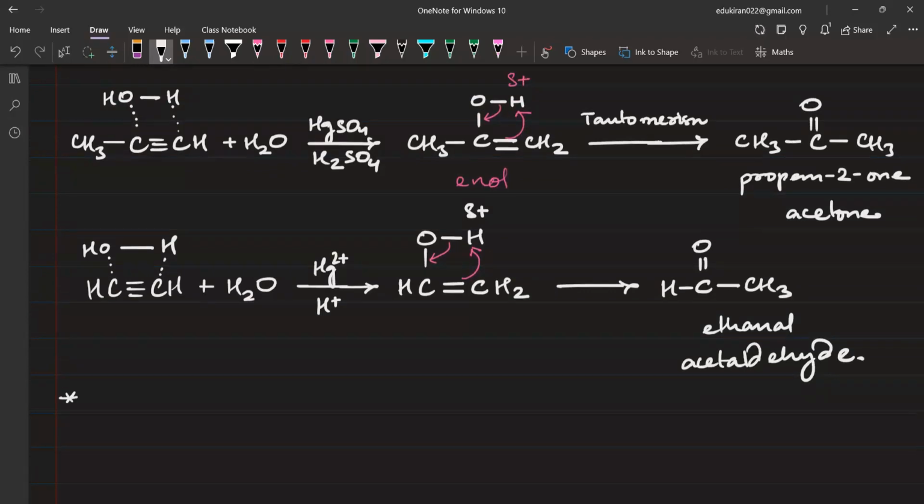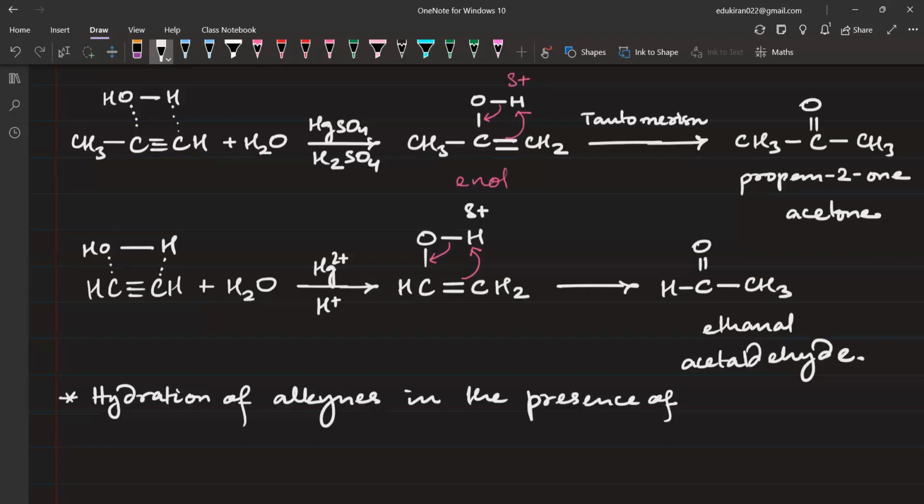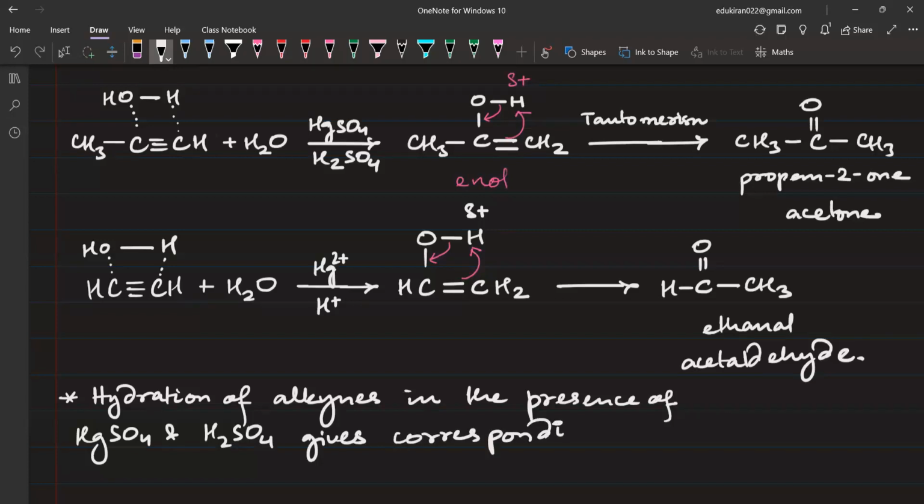So you can write hydration of alkynes in the presence of HgSO4 and sulfuric acid, H2SO4, gives corresponding aldehyde and ketone.